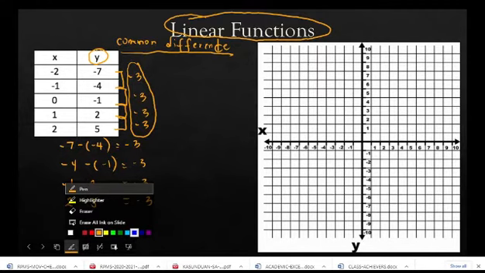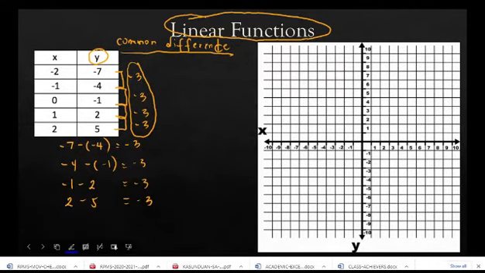So, dito sa example na ito, we have the ordered pairs negative 2 and negative 7, negative 1 and negative 4. We have 0 and negative 1, positive 1 and positive 2, and positive 2 and positive 5. So, all we have to do is to plot these points in the Cartesian coordinate plane na nakikita nyo ngayon sa kanan na may x and y axis. So, this is already discussed from your grade 8 mathematics. So, let us now plot the following ordered pairs in the Cartesian plane.